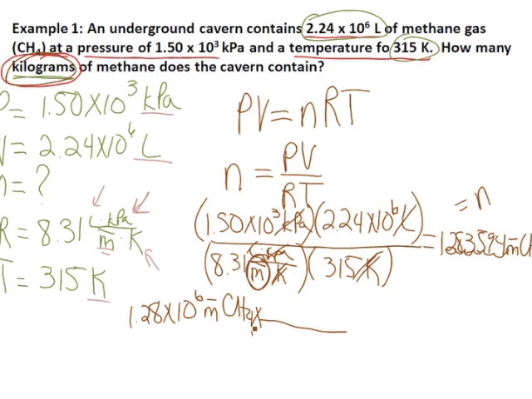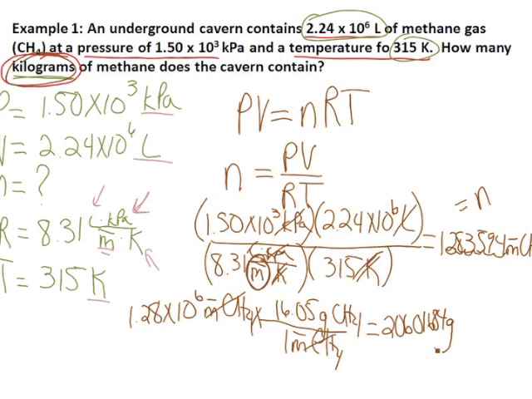You guys all know how to do that. You add up the mass of methane, which is 16.05 grams. That comes from the periodic table. And we can put that over 1 mole of methane. Okay? Our moles cancel. This is 2.0601684 grams of methane.